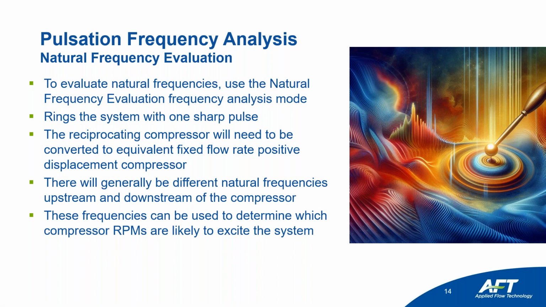So to evaluate natural frequencies with reciprocating compressors, you will set it to the natural frequency evaluation mode. And you'll need to change the compressor to a fixed flow rate type. And essentially it will ring the system with one sharp pulse. The natural frequencies that we'll see downstream and upstream of the compressor are usually different, so pay attention to both of those. But you can use those natural frequencies and convert them to RPMs to see what could be problematic operating speeds for your compressor.